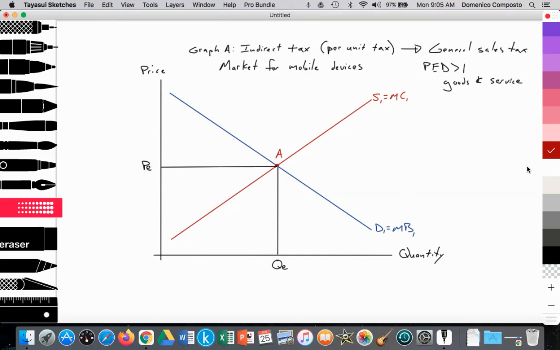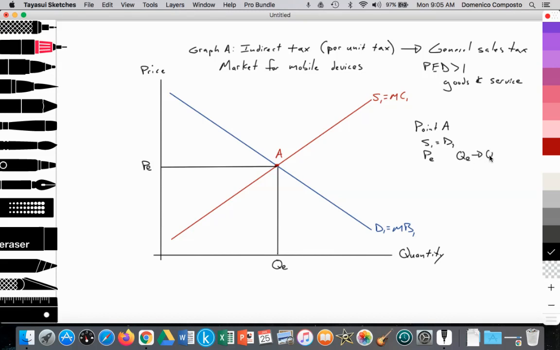Okay, so we want to remember that at point A, not only is supply equal to demand, providing the equilibrium price and the equilibrium quantity, where quantity supplied equals quantity demanded, but we should also note that the marginal cost of production is equal to the marginal benefit. Thus, it is allocatively efficient. The free market, in this case, is allocatively efficient. We're providing the number of goods and services that are desired by members of society.